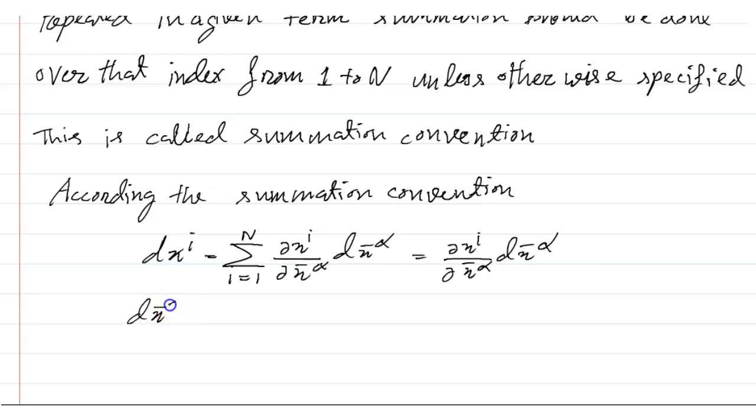So dx bar to the power alpha is equal to del x bar to the power alpha divided by del x to the power I into dx to the power I. So friends, this is the way of the summation convention. We do not use the summation symbol.